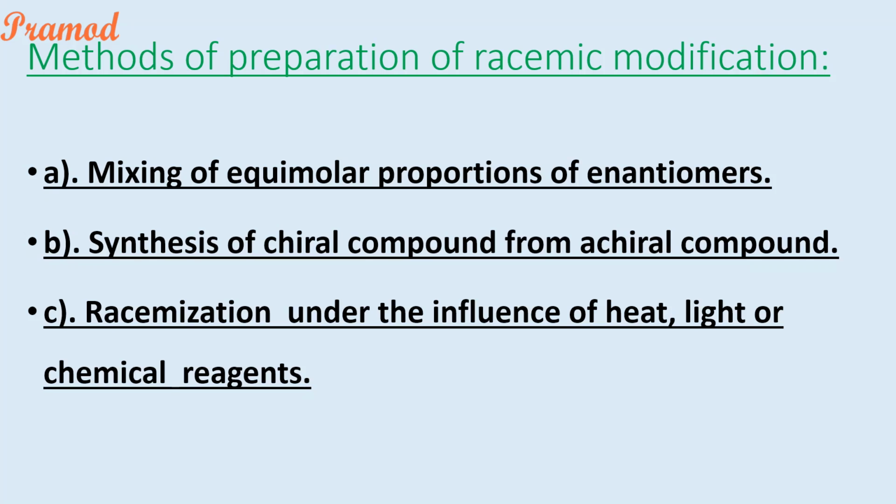This is how you prepare a racemic mixture from an achiral substance, because the carbonyl carbon is sp2 hybridized and so not a stereogenic center. But when you convert it into an sp3 hybridized carbon, that is a primary, secondary or tertiary alcohol, it can become a stereogenic center. The third method is racemization under the influence of light, heat and chemical reagents, which convert an optically active compound into an optically inactive racemic one. So these are the three methods for preparation of a racemic modification.